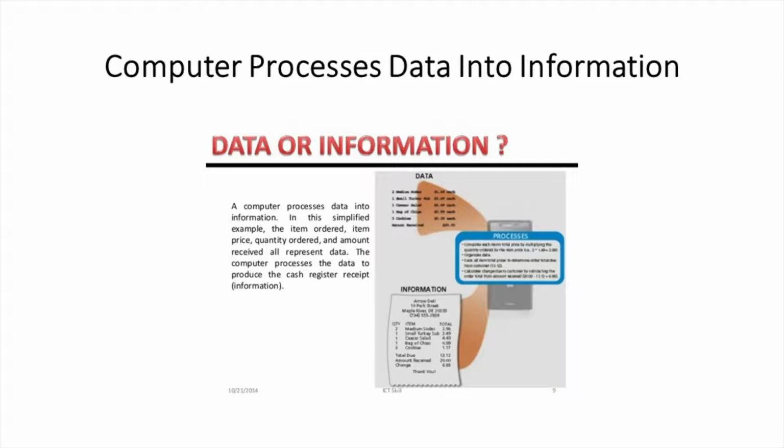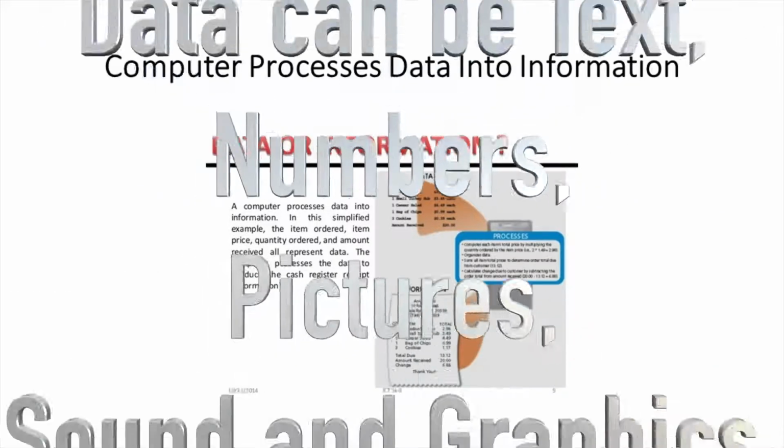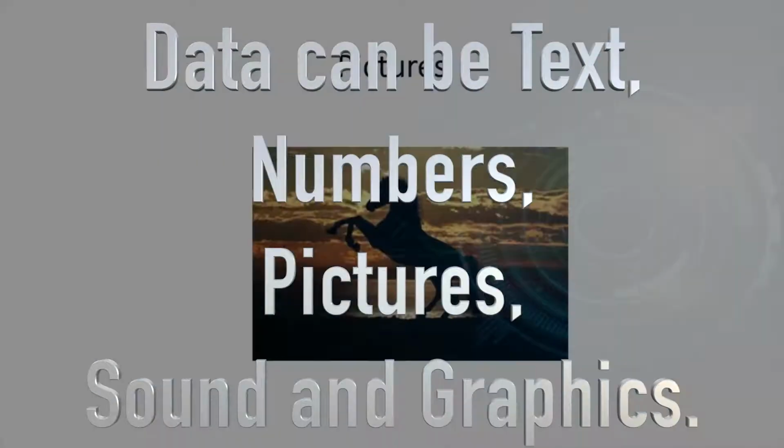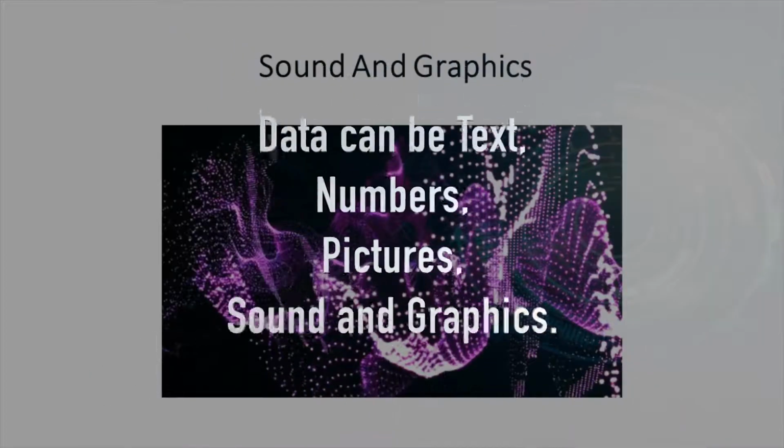Let us have a quick recapitulation of what a computer is. A computer processes data into information. Data can be text, numbers, pictures, sound and graphics. They can solve highly complicated problems quickly and accurately. Carefully examine the figure depicting a computer.